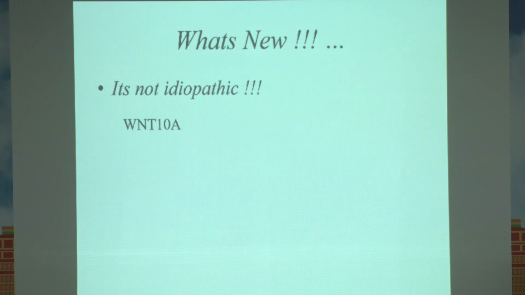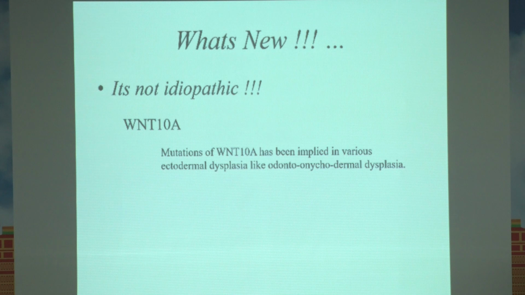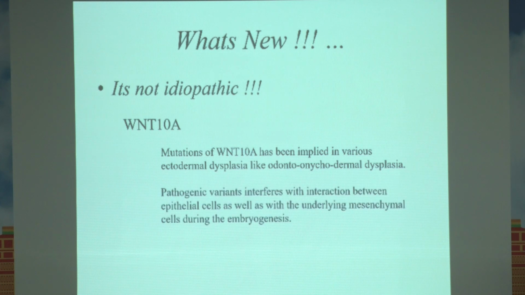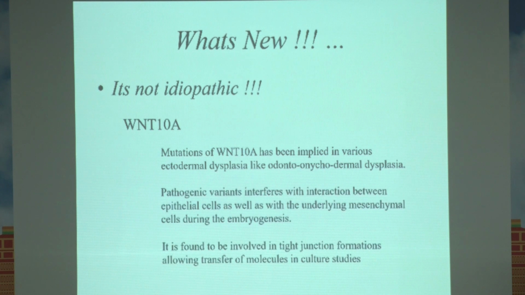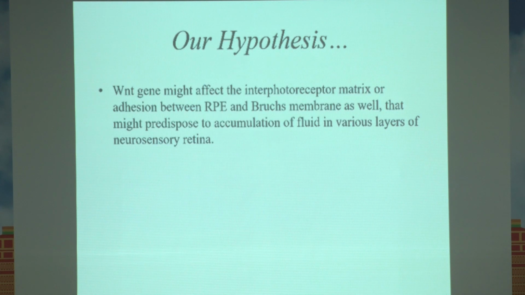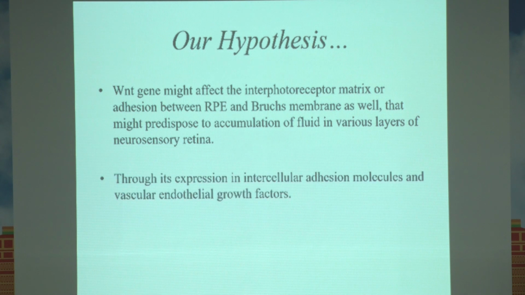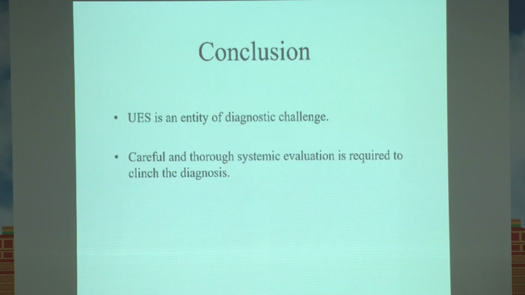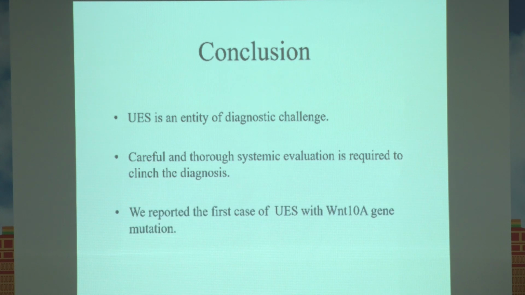This could be a new window towards a new pathology underlying this rare entity, and it has been implicated in ectodermal dysplasia, and WNT genes are involved in tight junction formation. So our hypothesis is that it might affect the interphotoreceptor matrix through its expression of intercellular adhesion molecules and vascular endothelial growth factors. So it's an entity of diagnostic challenge. Careful evaluation is needed, and we report the first case of uveal effusion syndrome with WNT. Thank you.